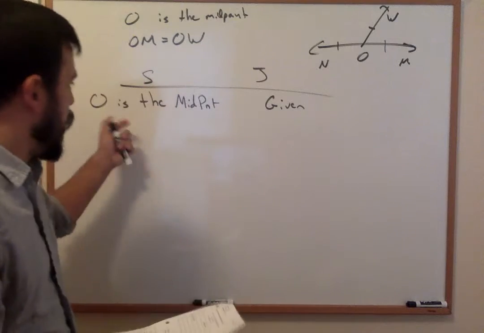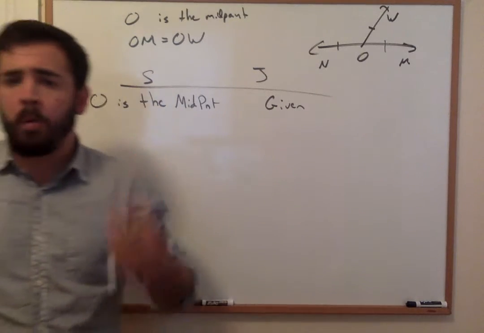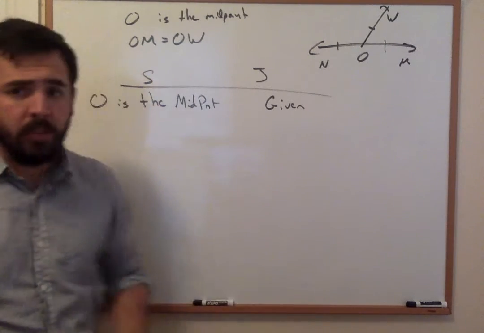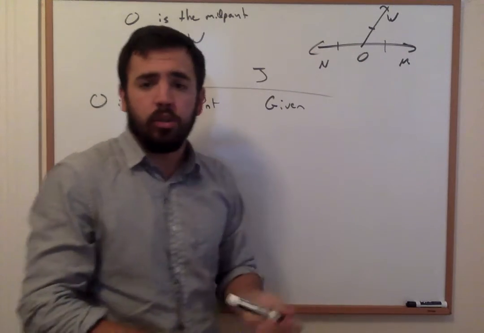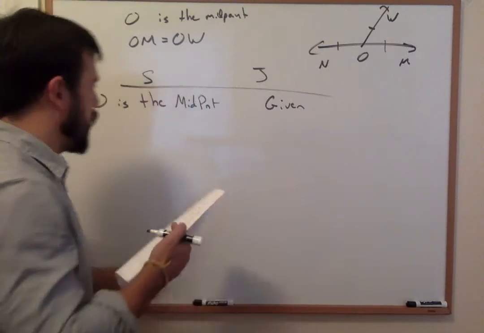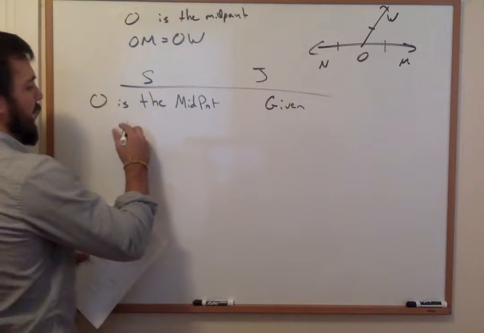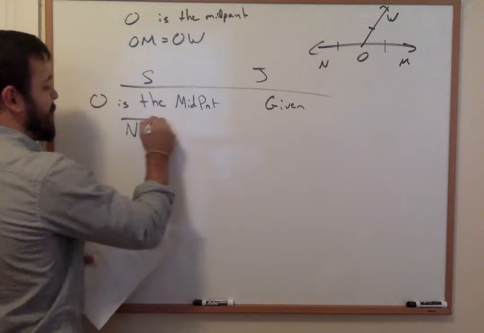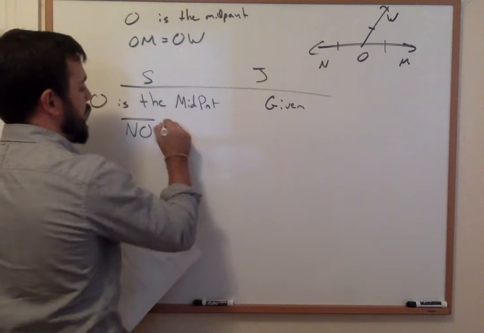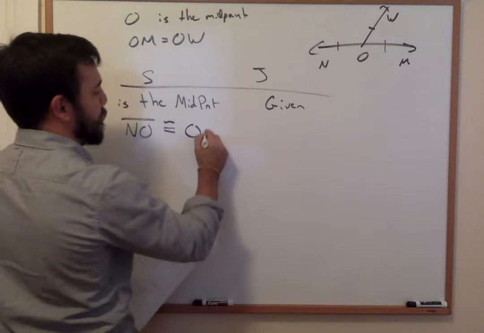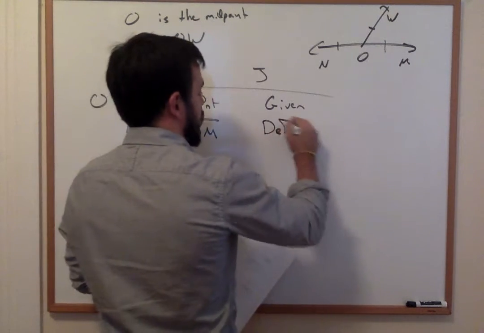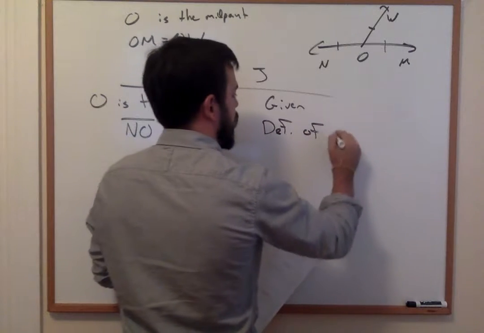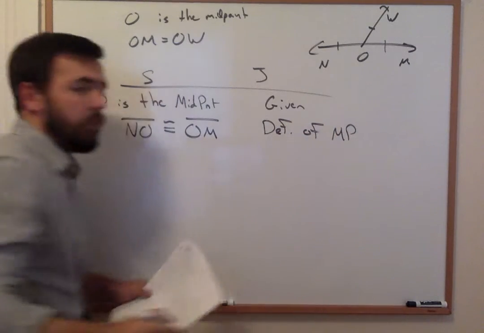because it's going to be very hard to really remember all this stuff. So we know that O is the midpoint. Well, what do we know about midpoints? Midpoints, by definition, separate a segment into two congruent parts. So we then know that segment NO will be congruent to segment OM. And we know that because we know the definition of midpoint.